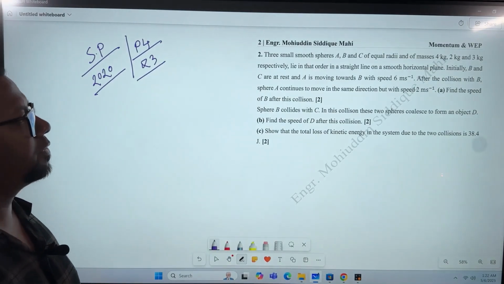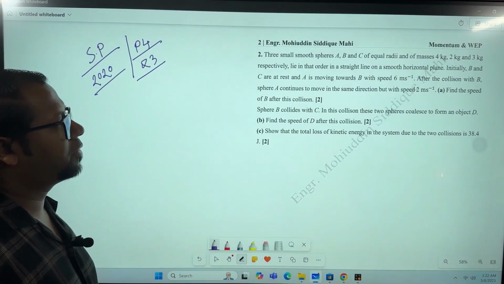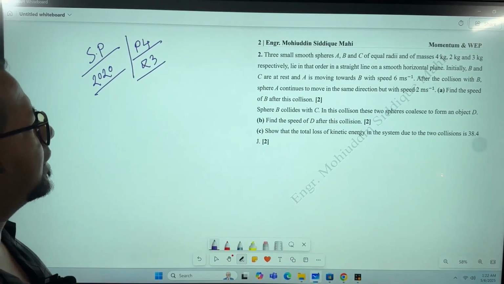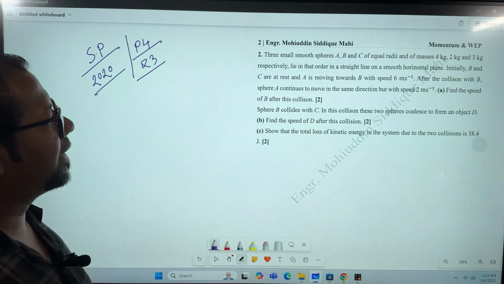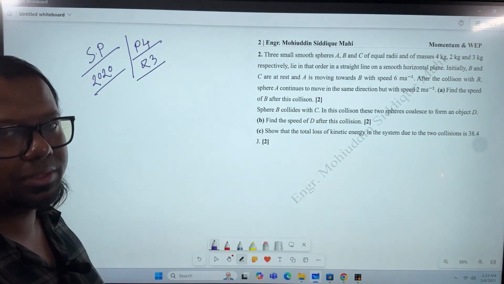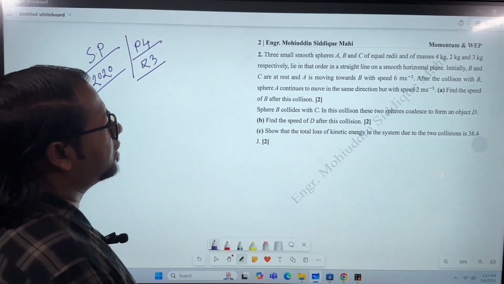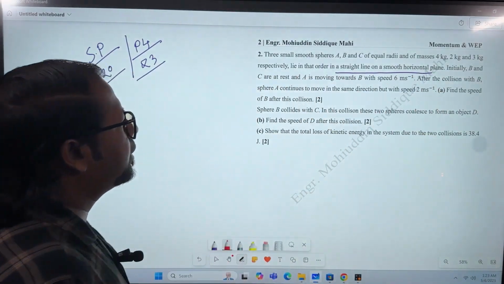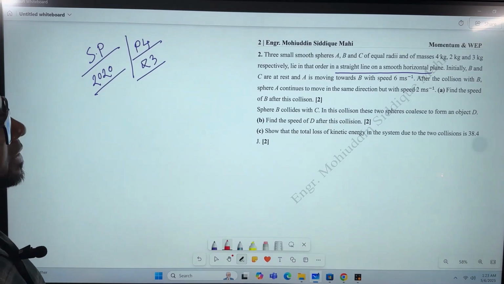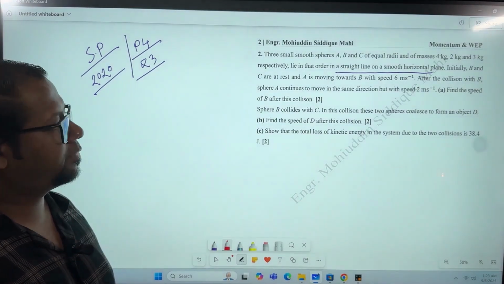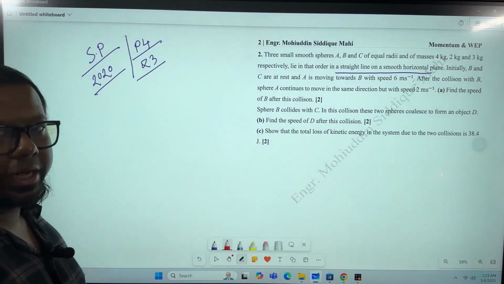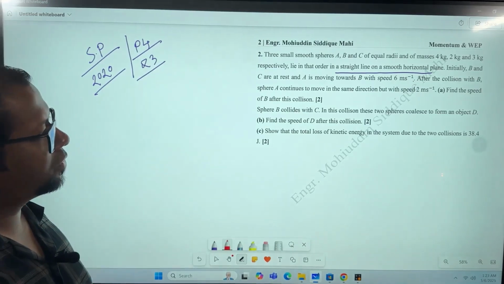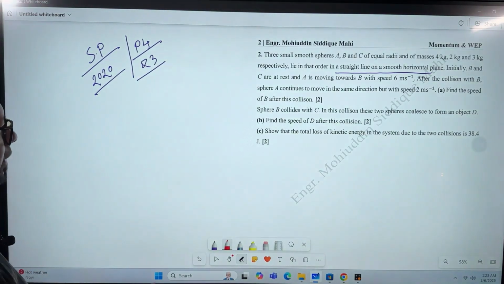3 small smooth spheres A, B, and C of equal radii and masses 4 kg, 2 kg, and 3 kg respectively lie in that order in a straight line on a smooth horizontal plane. So no friction. Initially, B and C are at rest and A is moving towards B with a speed of 6 meters per second. So at first, let's draw a diagram to understand what is happening here.